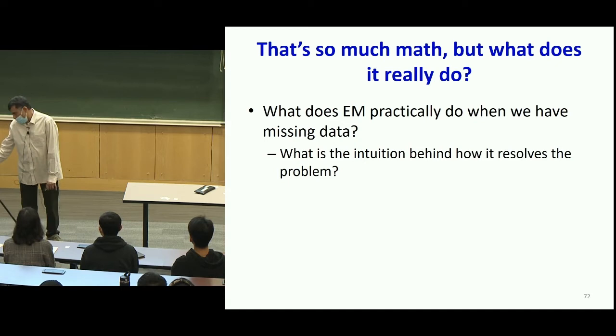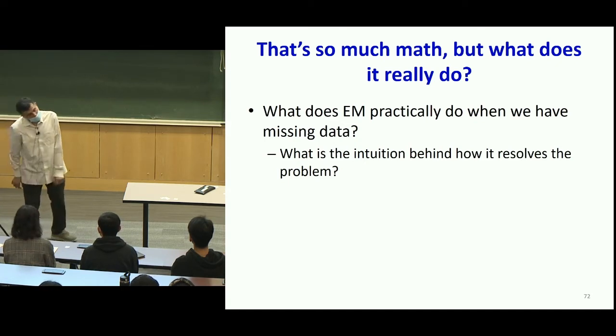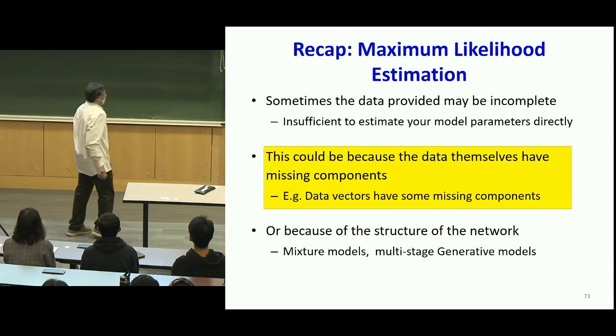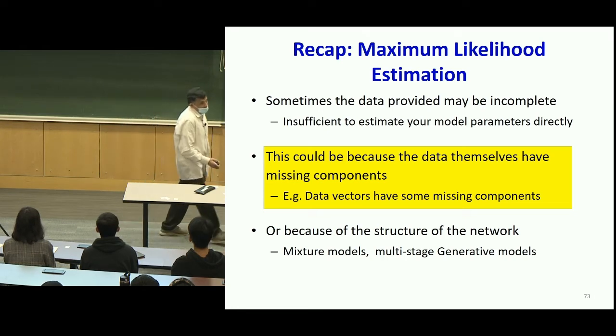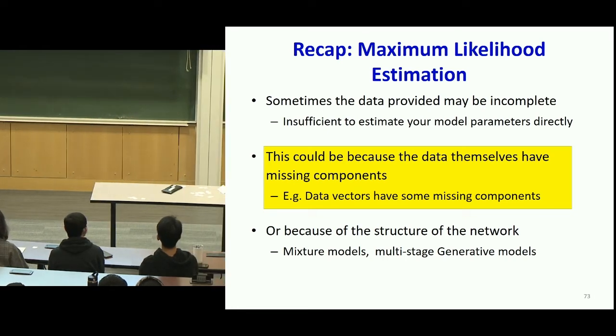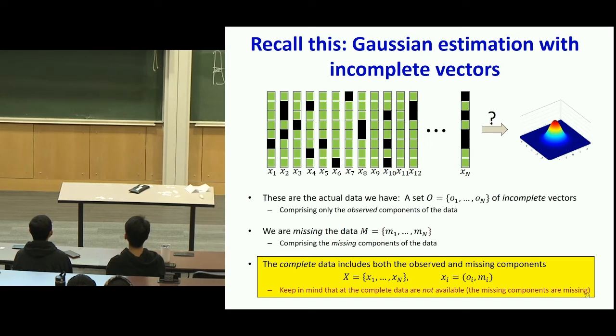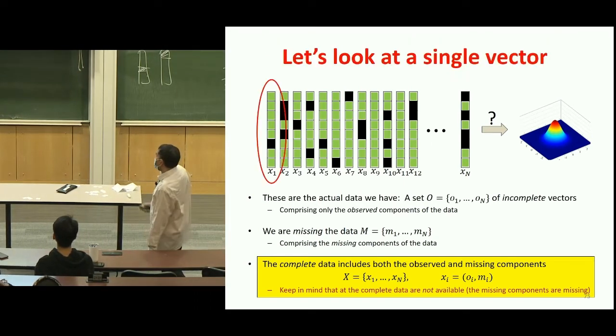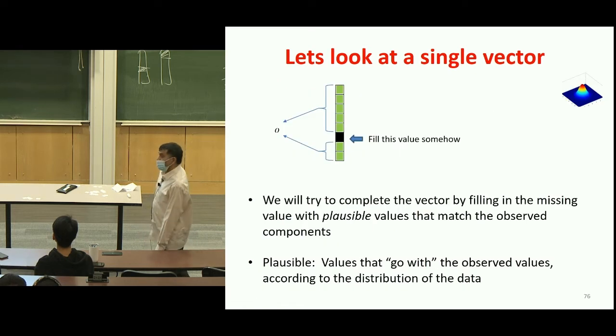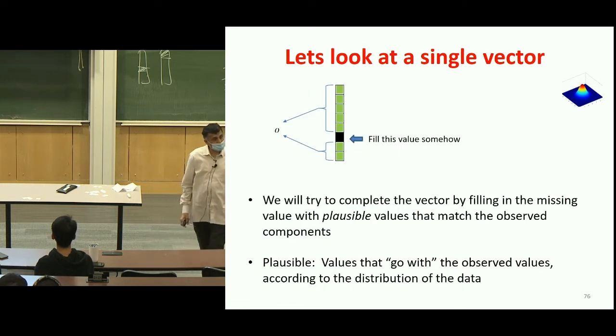What does EM actually do? EM does what we were just talking about. Let's consider the first case where the data themselves are incomplete. So when the data are incomplete, you have all of these, you have this data, all the green components are observed, the black components are missing. So consider any one data vector. I'm going to fill in, I'm going to fake this data. I'm going to complete the data, right?